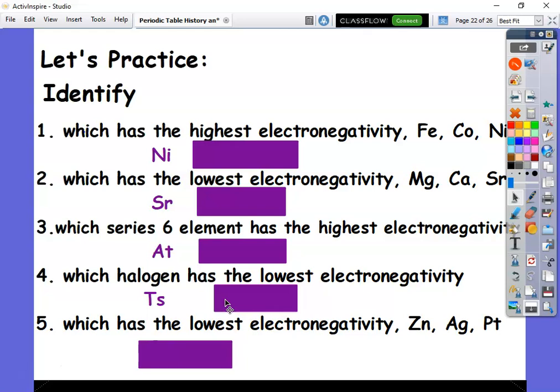And lastly, which has the lowest of Zn, Ag, and Pt? These elements are in a diagonal, but Pt is the furthest down of the three on the periodic table, so that means it has the most energy levels of those three kinds of atoms, and it's also the furthest to the left. And remember, the further we go to the left, the larger the atoms are, because there is a lesser effective nuclear charge. So Pt is the answer for number 5.